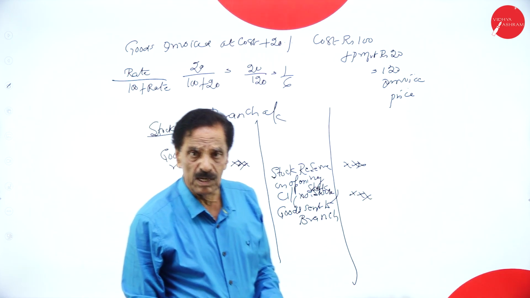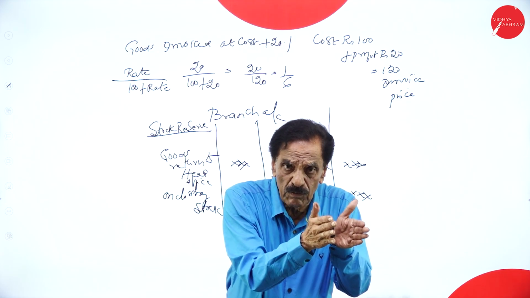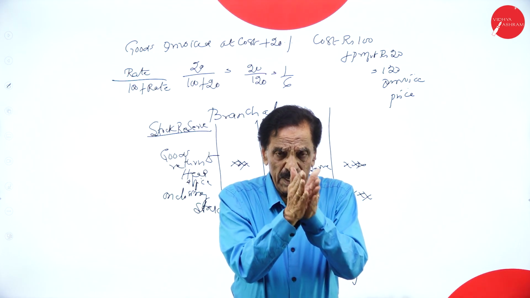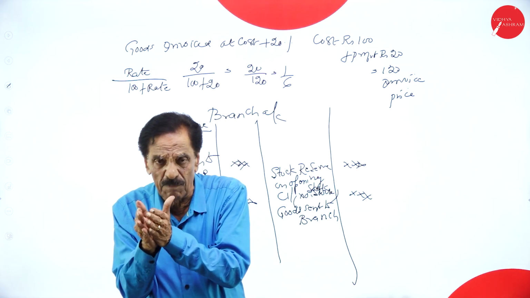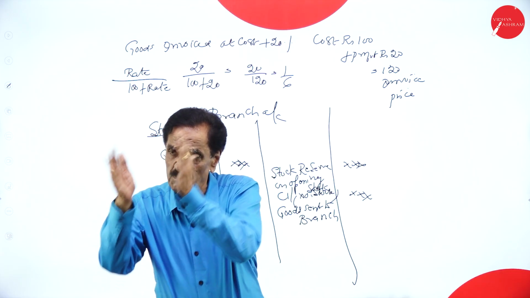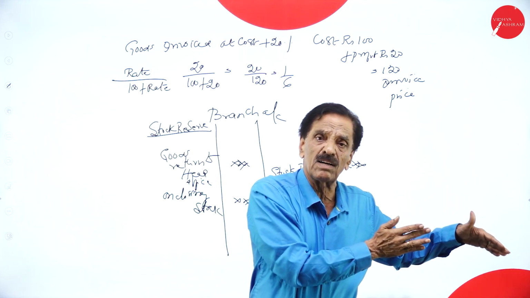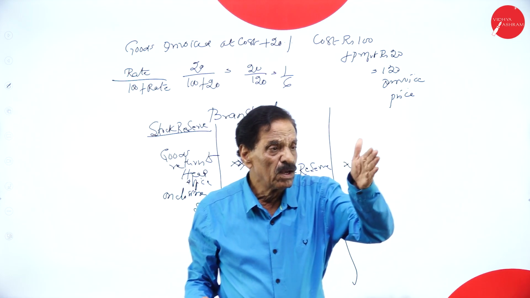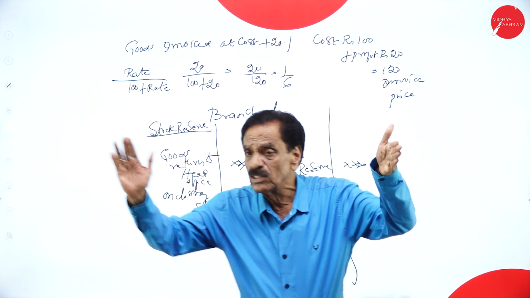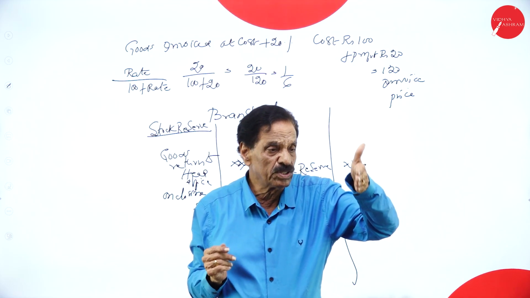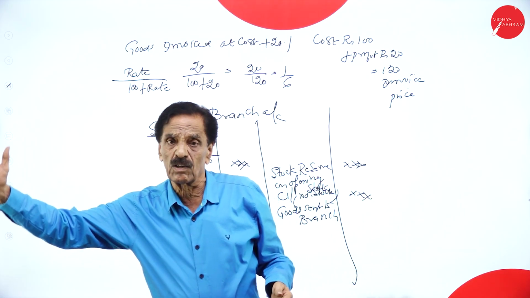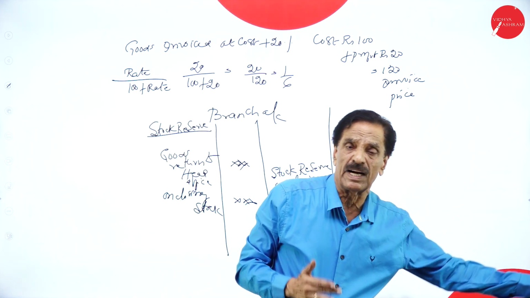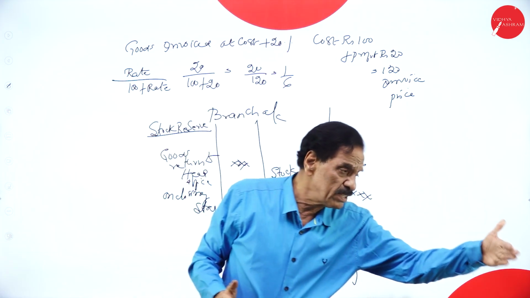So the 4 items are: goods sent to branch account on the debit side, stock reserve on the credit side. Opening stock, stock reserve. Goods returned on the credit side, stock reserve on the debit side. Closing stock on the credit side, stock reserve on the debit side. How will it be? First, opening stock on the debit side, stock reserve on the credit side. Second, goods sent to branch account on the debit side, stock reserve or loading on the credit side. By goods returned to head office on the credit side, stock reserve on the debit side. By closing stock on the credit side, stock reserve on the debit side.